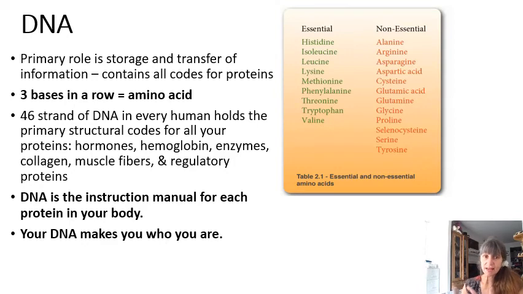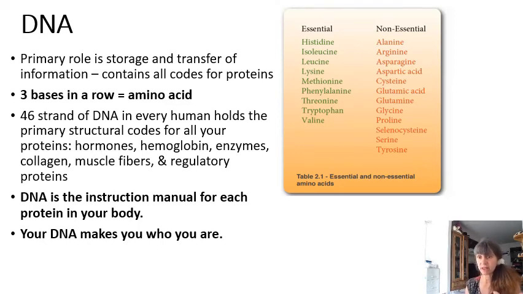DNA is important because it's got all the information on how to build a protein. 3 nitrogenous bases in a row on DNA are going to have the code for 1 amino acid to be part of that building block of a protein. And there are 46 strands of DNA in every human cell that hold the primary structural codes for all of your proteins, including proteins that act as hormones.